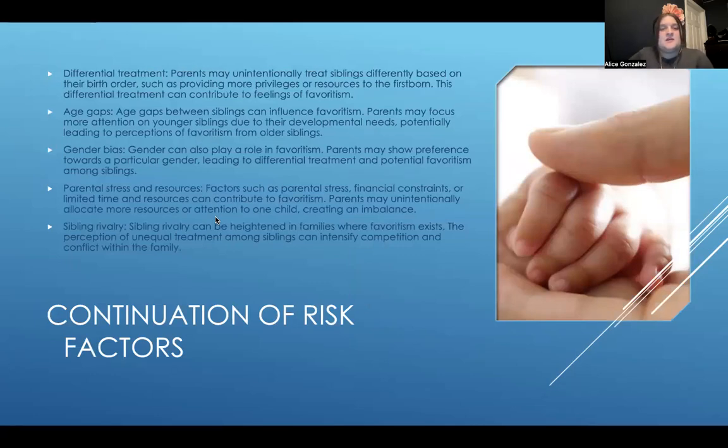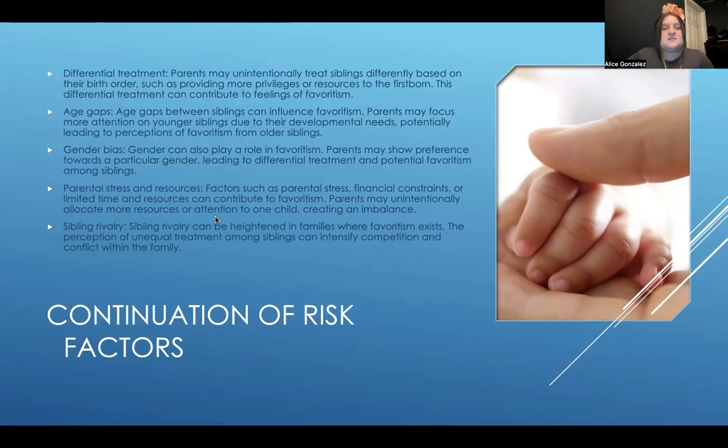Differential treatment. Parents may unintentionally treat siblings differently based on their birth order, such as providing more privileges or resources to the firstborn. This differential treatment can contribute to feelings of favoritism. Age gaps. Age gaps between siblings can influence favoritism. Parents may focus more attention on younger siblings due to their developmental needs, potentially leading to perceptions of favoritism from older siblings.